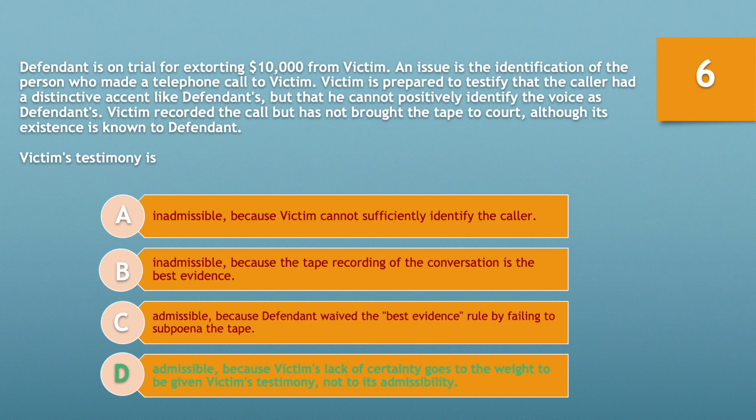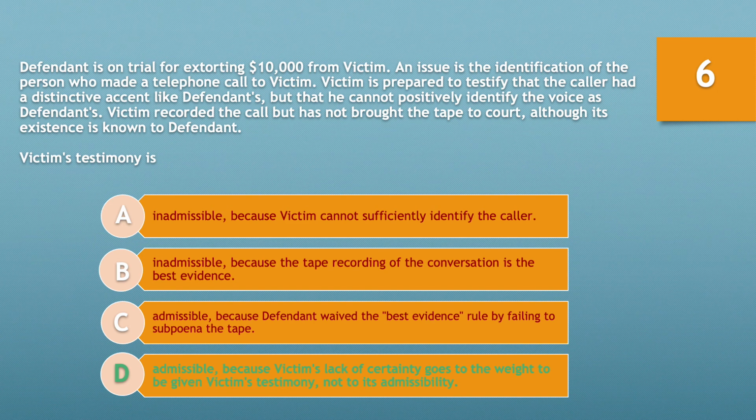If you chose option D, you'd be correct, admissible, because victim's lack of certainty goes to the weight of the evidence, not to the admissibility. The authentication requirement for an item of evidence is met if the proponent produces evidence showing the item is what the proponent claims it to be. Under the federal rules of evidence, an opinion identifying a person's voice based on hearing the voice at any time under any circumstances that connect it with the alleged speaker satisfies the authentication requirement.